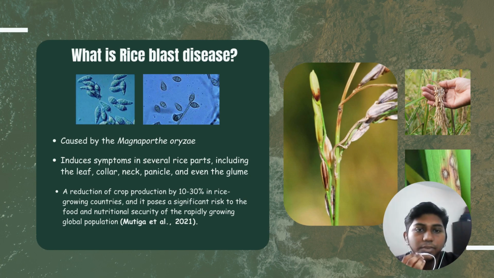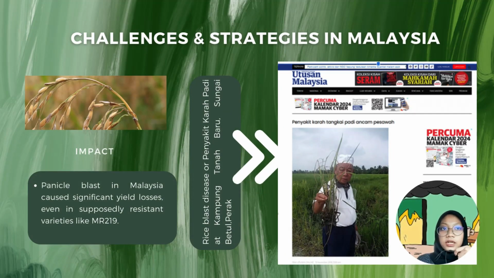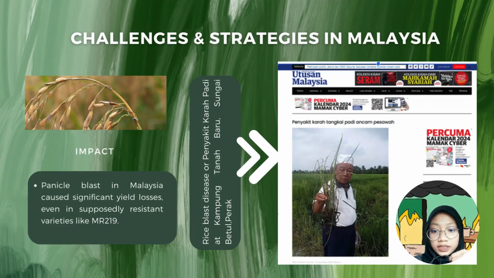It impacts all phases of rice growth, inducing symptoms in several rice parts, including the leaf, collar, neck, panicle, and even the glumes. Magnaporthe oryzae results in a reduction of crop production by 10 to 30% in rice-growing countries, and it poses a significant risk to the food and nutritional security of the rapidly growing global population. So now let's delve into rice blast disease in Malaysia.